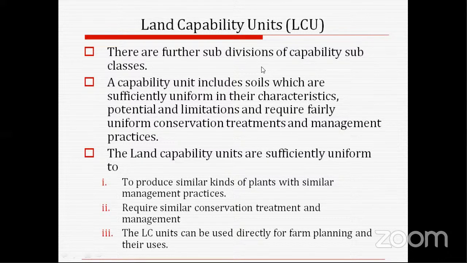Remember this. What is the meaning of land capability units? Thank you, students.